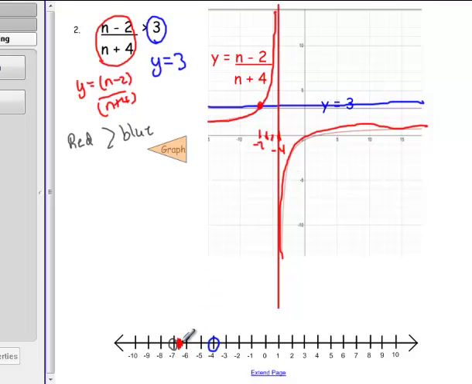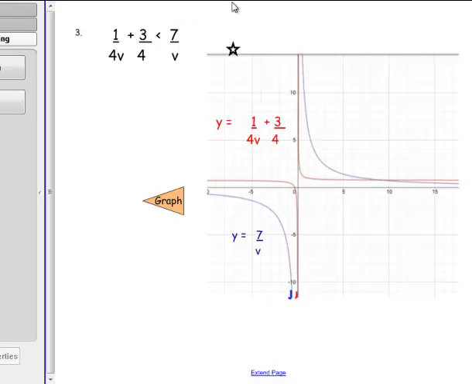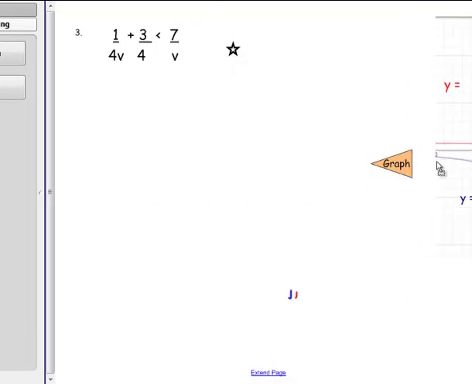So there is my answer. From -7 to -4 are the values that would make my red graph be above my blue graph. Okay, whoops. Let's put that one back.